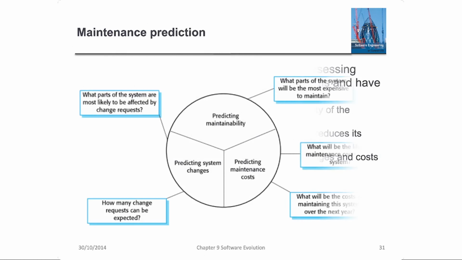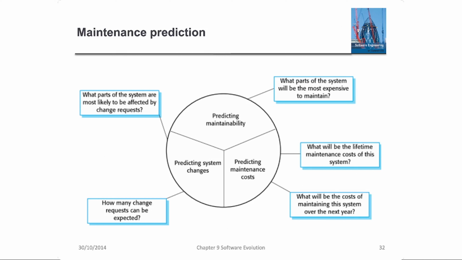Moving to this slide, which is about maintenance prediction. This diagram illustrates the concept of maintenance prediction in software engineering. It is the process that involves assessing which parts of a system are likely to be affected by change requests, determining the potential costs of these changes and predicting how they will impact the system's maintainability. By understanding these factors, organizations can make informed decisions about when and how to update their systems.